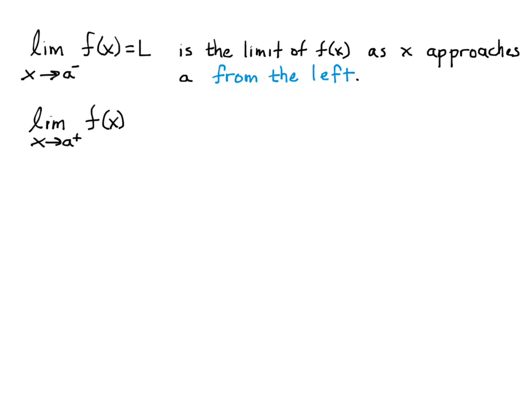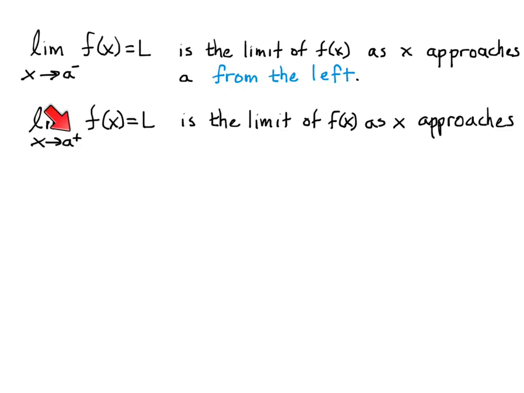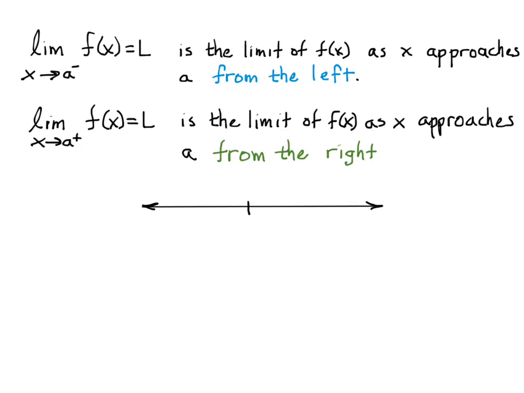And similarly, if we put the little plus right above as a superscript of the a, that means we're calculating the limit of f at x as x approaches a from the right. So just think of it this way: when it's plus, you start from the right and come towards a. The other one, you come from the left and go towards a.